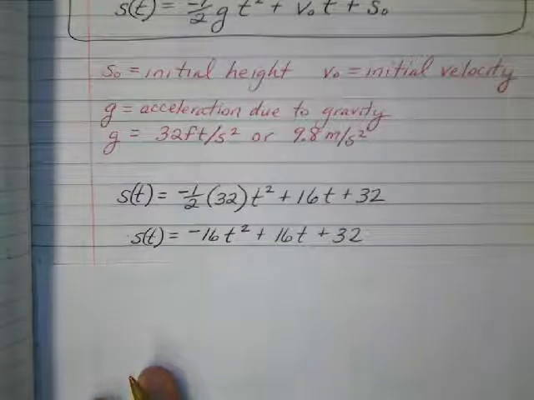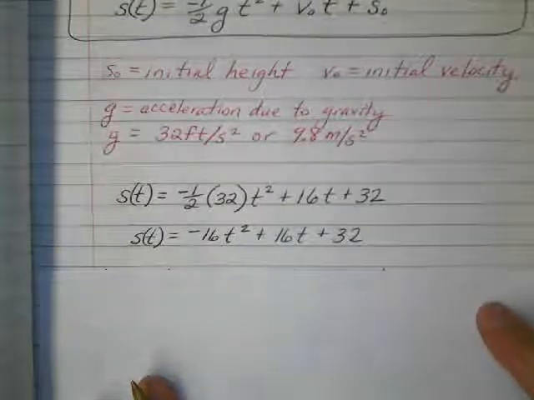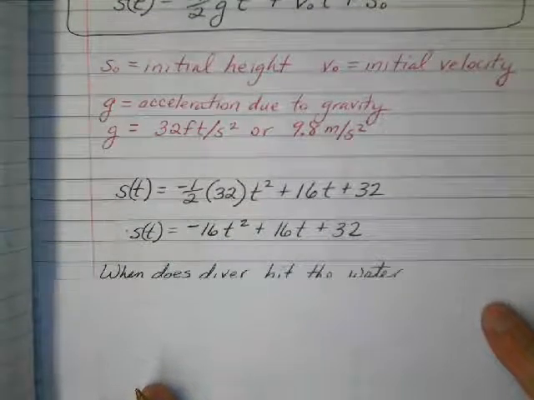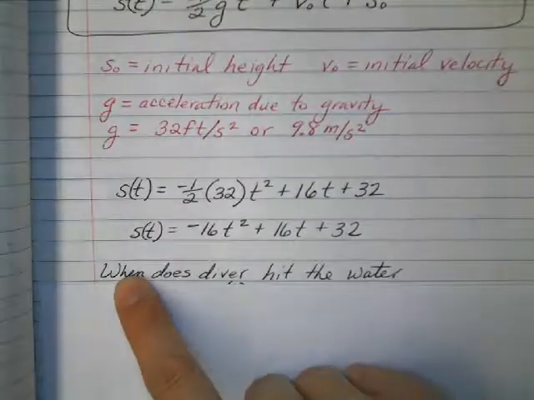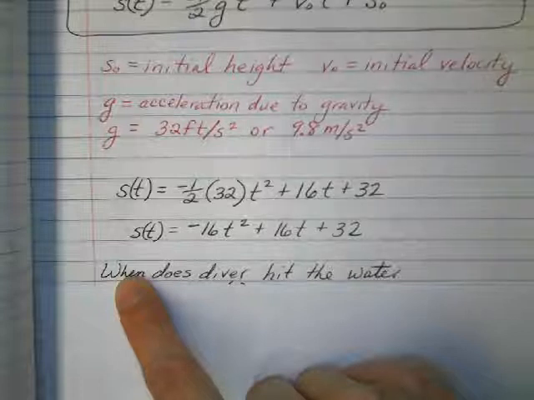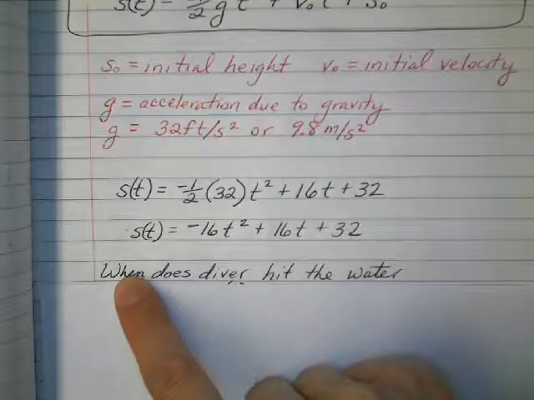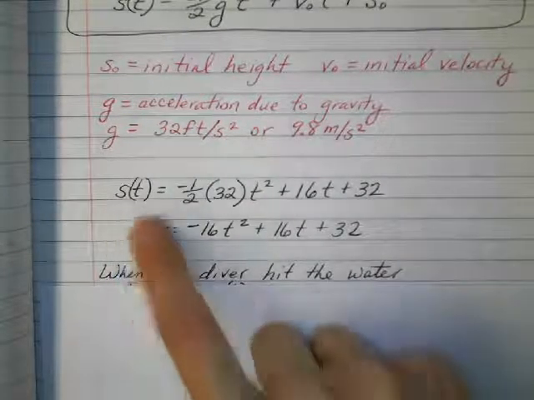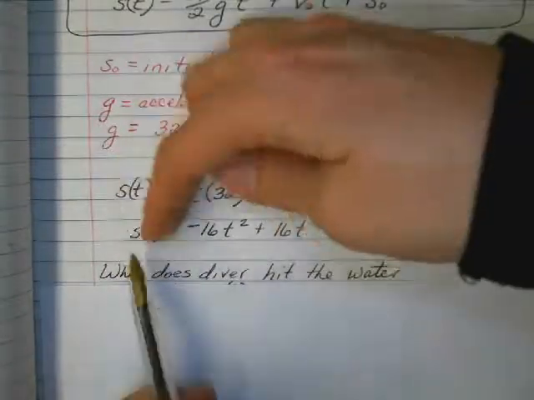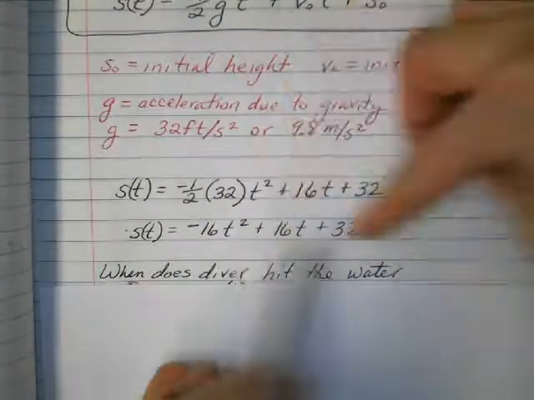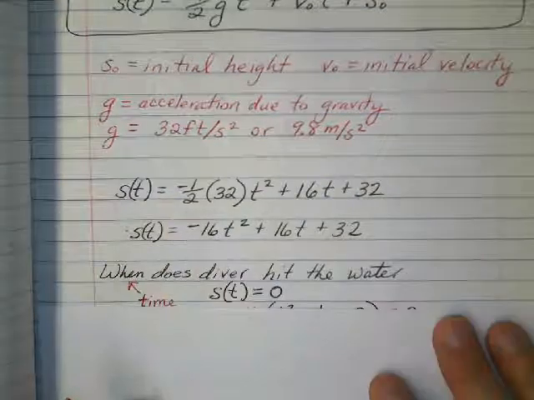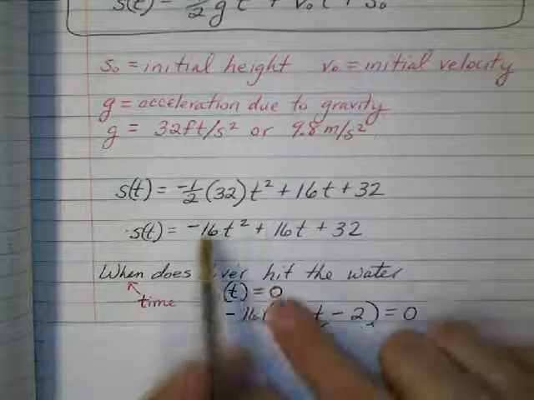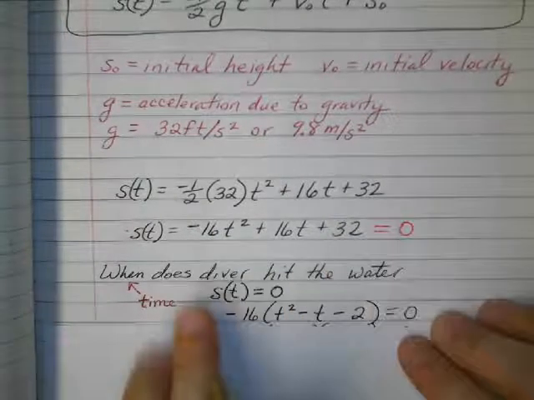They wanted to know, when does the diver hit the water? So we were just talking about that. When the diver jumps off the diving board and goes down, when he hits the water, his height is no longer 32 feet up. So when does this function equal 0? You just take this equation up here and set it equal to 0.